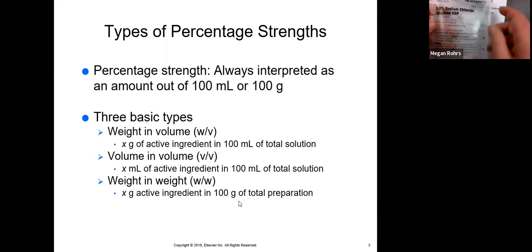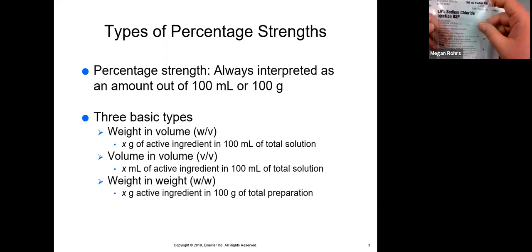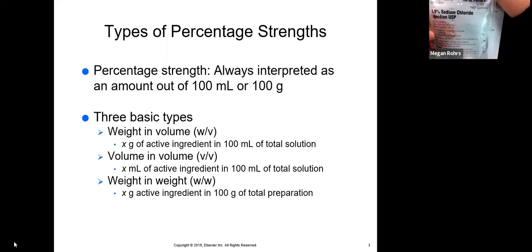Now this sodium chloride solution is a liquid, but the active ingredient that was dissolved into the base solution was in a solid, powder form. The sodium chloride was a powder, so we would have measured that in weight, and then in the total liquid, we're looking at a total volume. So this would be an example of a weight per volume solution. The units that we would use here would be grams per milliliters.